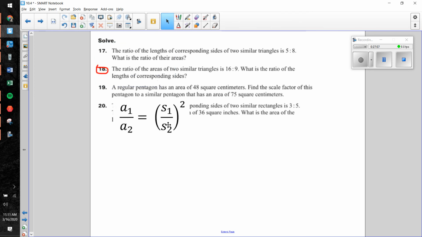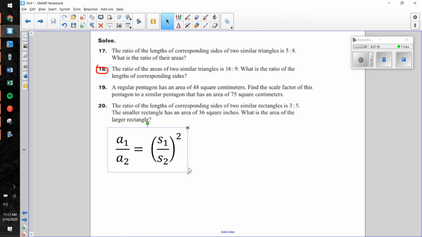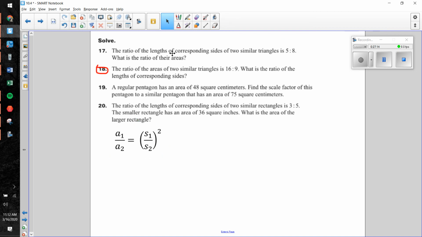So yet again, it's another problem with this same formula here of A1 over A2 is equal to S1 over S2 quantity squared. And let's fill in what we know here, guys. We've got the ratio of the areas right here at 16 to 9. So area 1 would be 16. Area 2 would be 9. And that would equal, here we go.